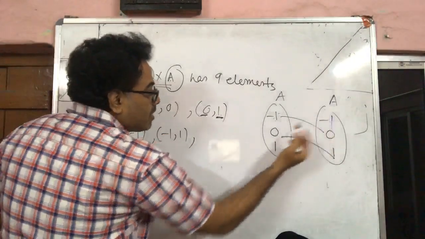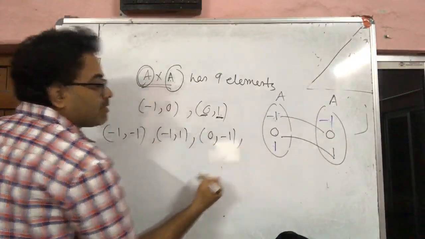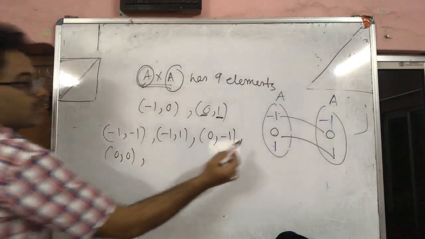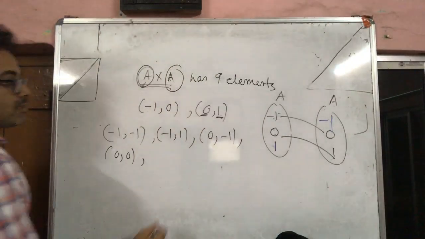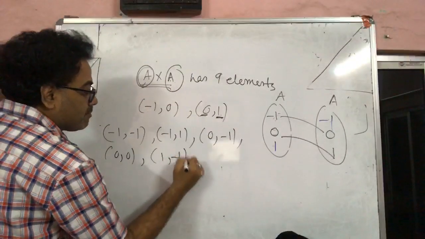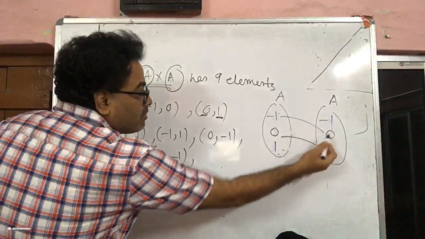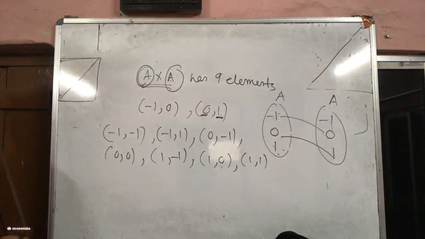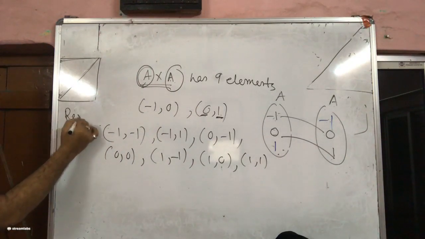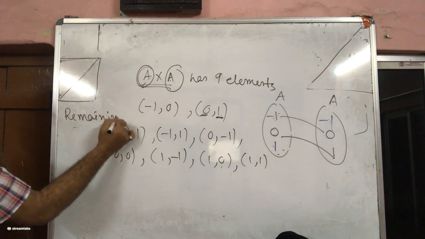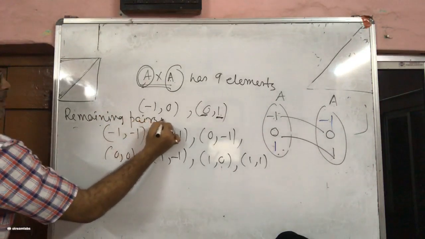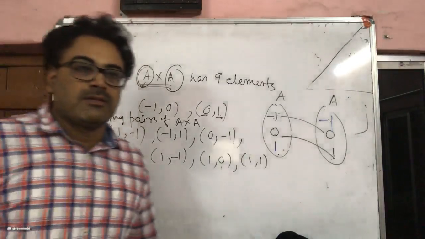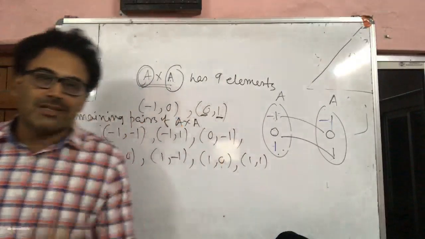Now 0 to -1. Non-linked. 0 to 0. 0 to 1 already linked. 1 to -1, 1 to 0 and 1 to 1. So remaining pairs of A cross A. Beautiful question this one.